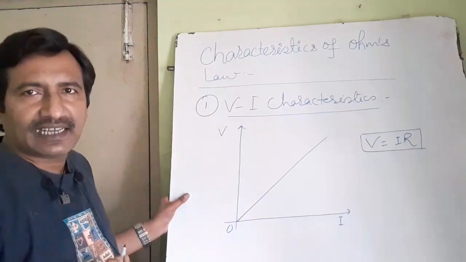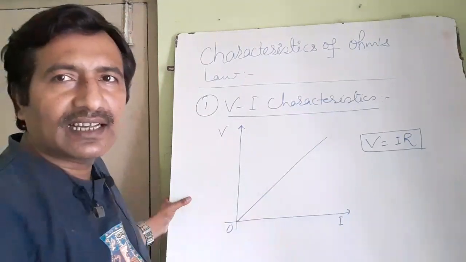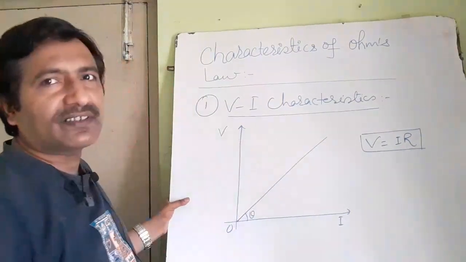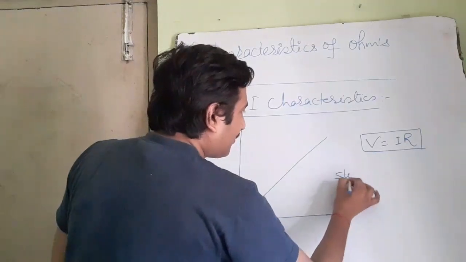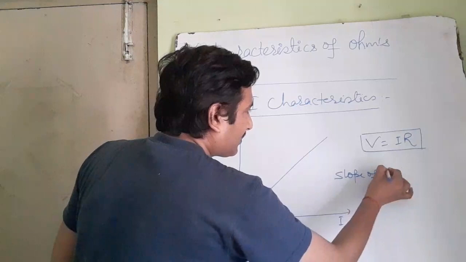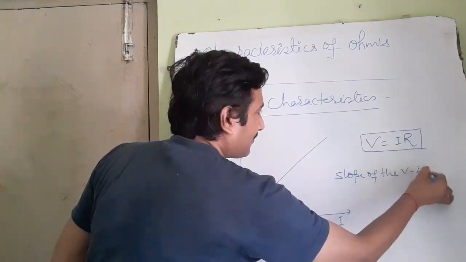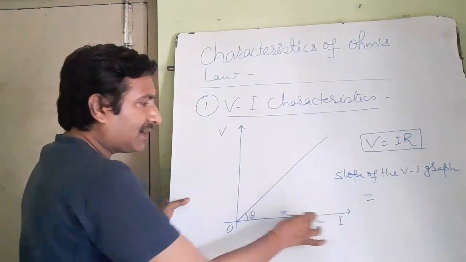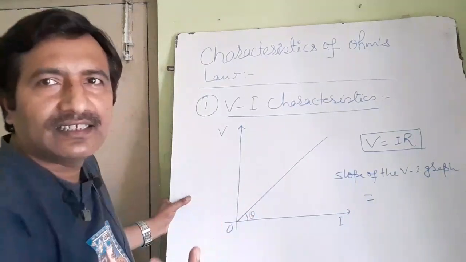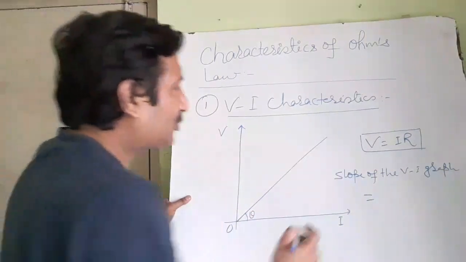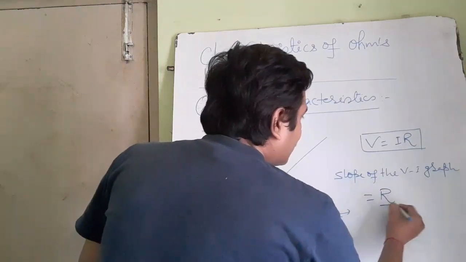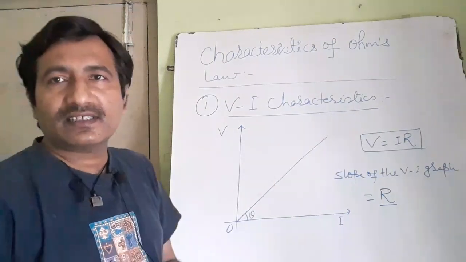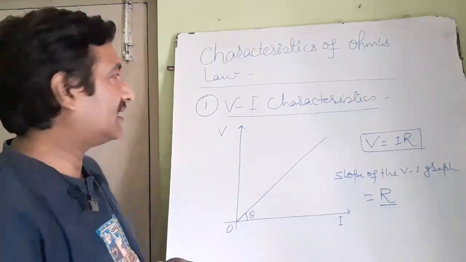The graph is a straight line inclined with the current axis. This is theta. The slope of this VI graph is equal to V by I. So V by I is R, so this is equal to R, that is resistance. It means the slope of the VI graph gives the value of resistance offered by the conductor.